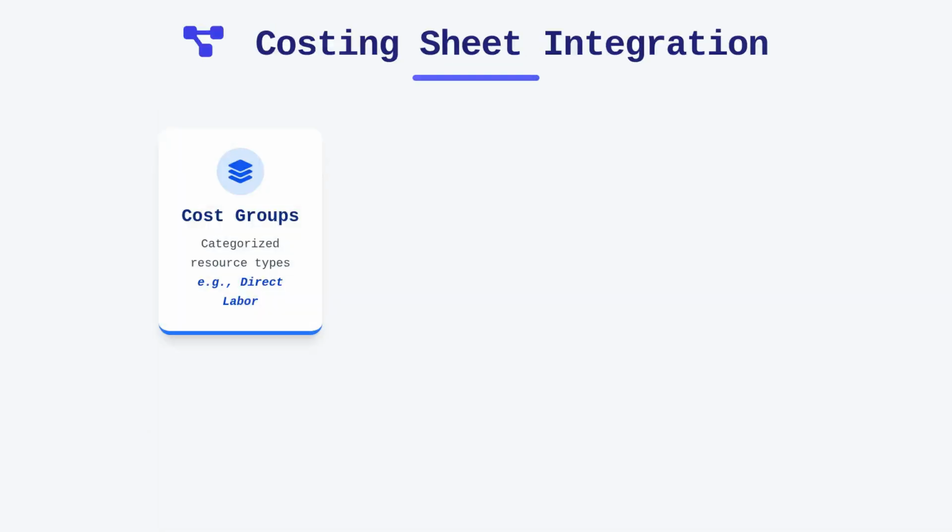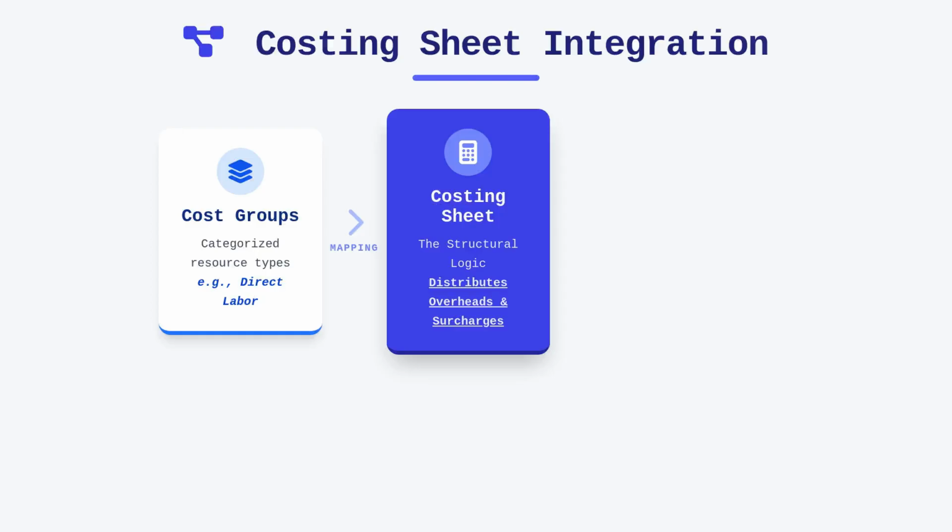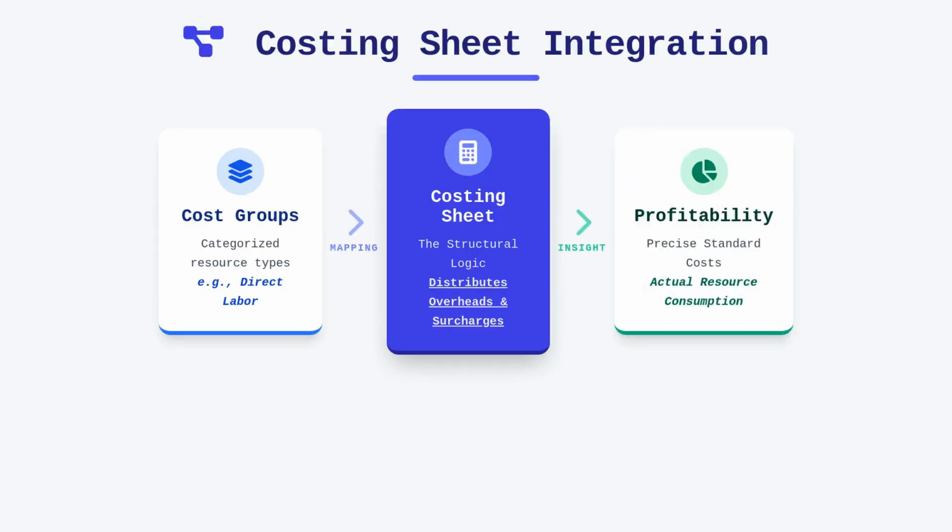Linking these groups to the costing sheet is where the true power of this configuration becomes apparent. The costing sheet acts as a structural representation of your company's cost accounting logic, where you define how overheads are distributed across these various cost groups. For instance, if you define a specific cost group for direct labor, you can subsequently configure a surcharge or rate-based overhead to be applied only to that group.